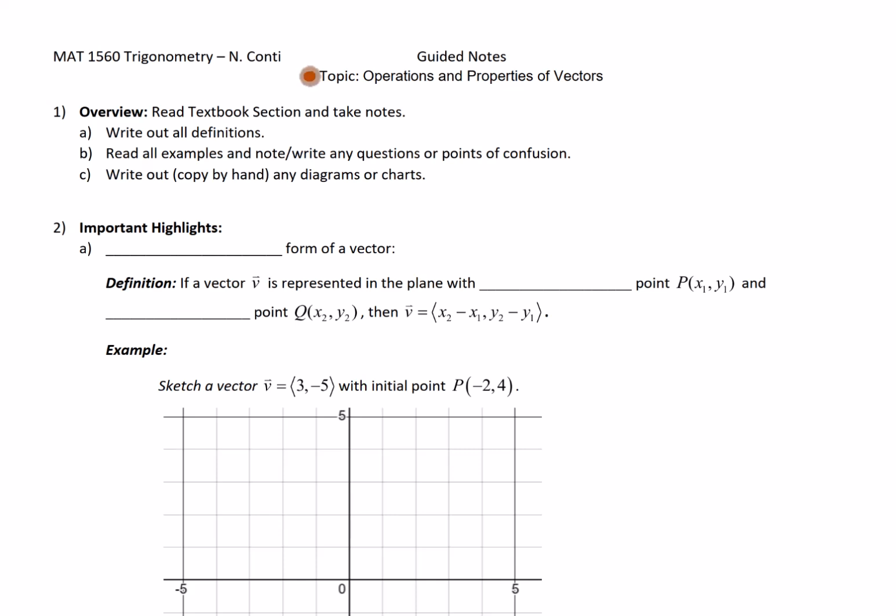This video is about operations and properties of vectors. As always, begin by reading through the textbook and taking careful notes, but now consider the following highlights for this topic. We'll begin with what's called component form.